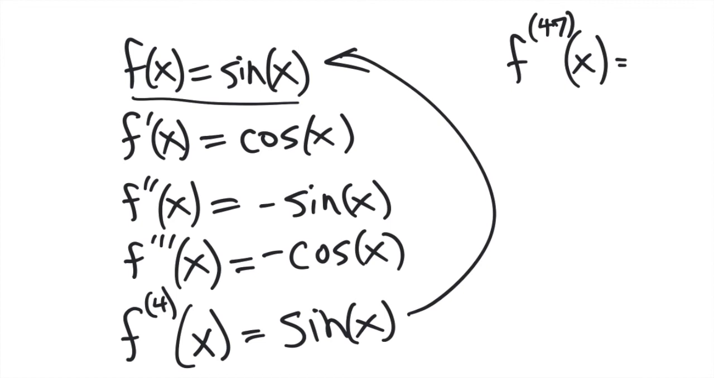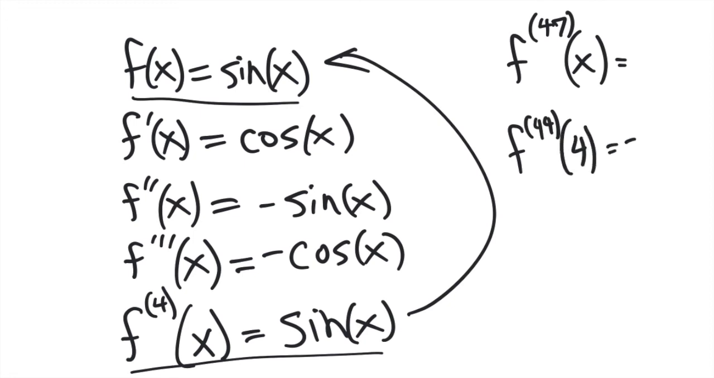Okay, 47th derivative. Now, this is kind of crazy, but you don't have to go and actually find all 47 derivatives because remember that this behavior is going to repeat itself every fourth derivative. So if the fourth derivative of f is also the sine of x that you started with, then every multiple of 4, so the fourth derivative, the 8th derivative, the 12th derivative, the 16th derivative, and so on, that also means the 44th derivative, which is a multiple of 4, is going to be the sine of x also.